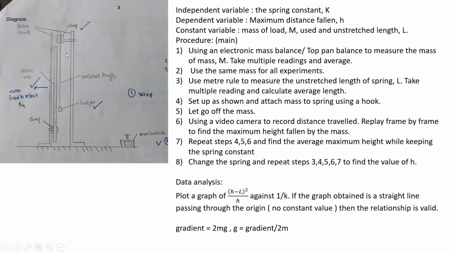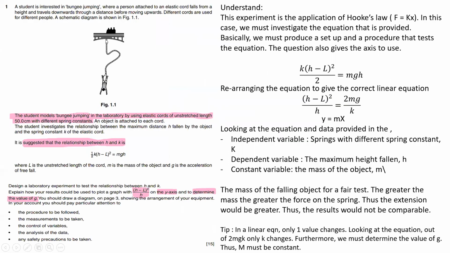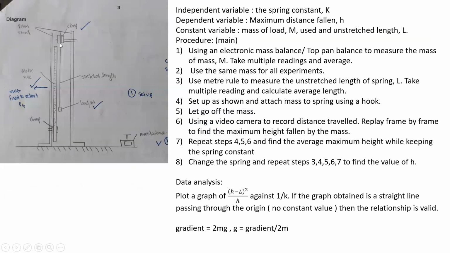But moving on, this is the diagram. One retort stand clamped. As you see, this bungee jumper is falling from a point, so you must clamp it at a fixed point, and use the same mass. I said to keep the mass of the load constant, so you must include the mass balance or any other apparatus that you use. So I have to measure the mass m to keep it constant. So I must use a mass balance.